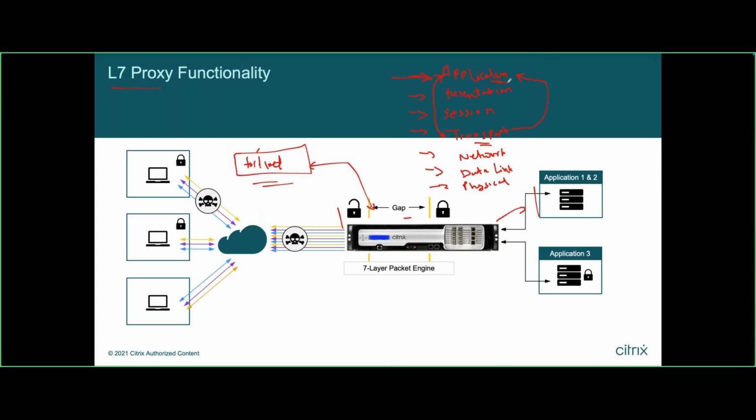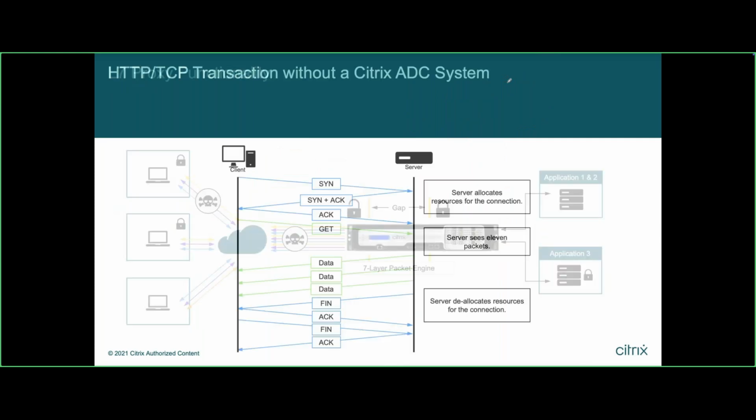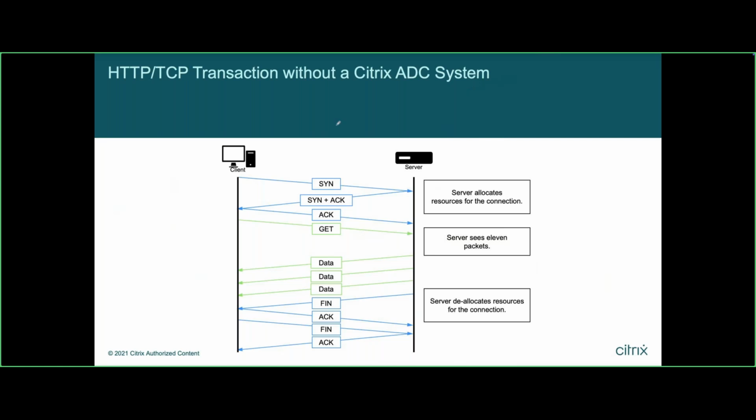So this is without the ADC, where the client is going directly to the server, right? The client is sending a hello packet, and the server acknowledges, the client acknowledges, and the client is saying, can you get me exchange? Then the server is sending the data. The server will say, I'm done sending you the application. The client will acknowledge, the client will finish, and the server will acknowledge.